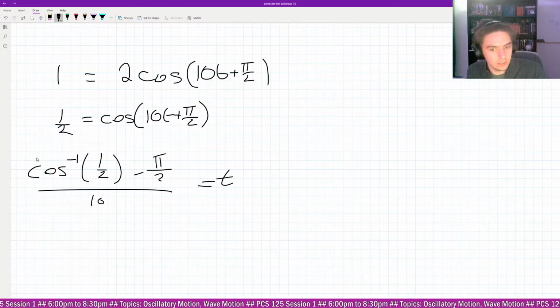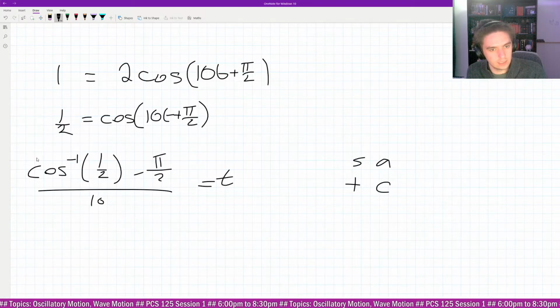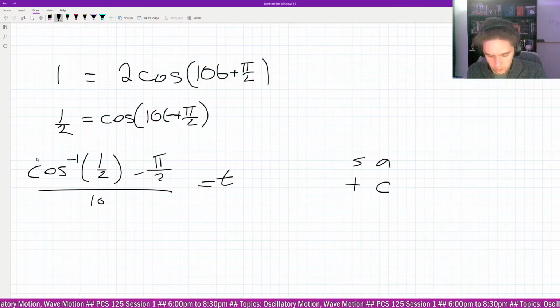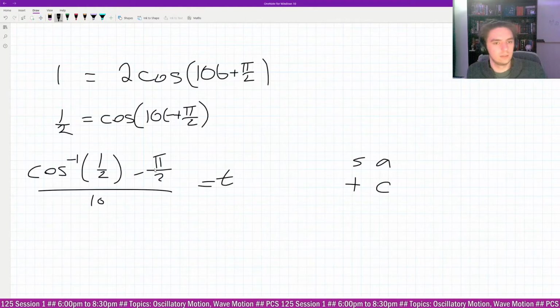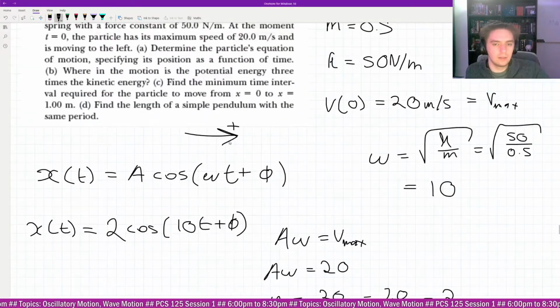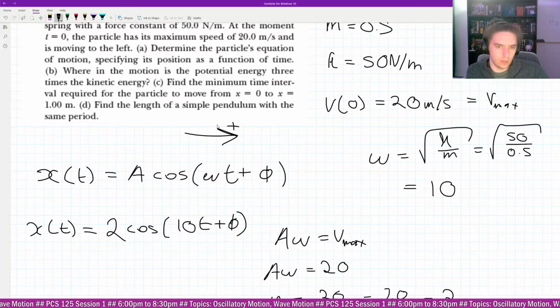Maybe now we have to consider different CAST, where it's a positive number, so it's positive here and here. So I want to do 2 pi minus that. 2 pi minus that. Still not the answer. Okay. The minimum time interval required for the particle to move from x equals 0 to x equals 1.